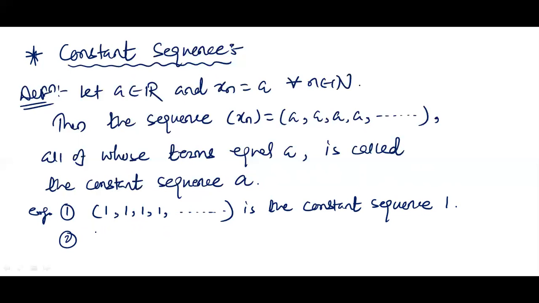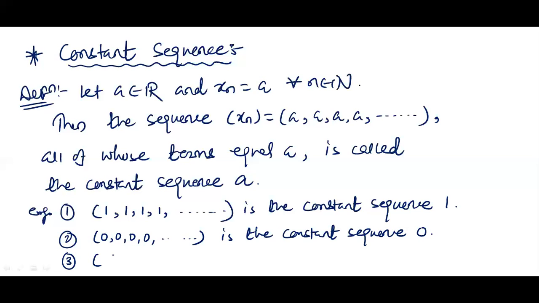Example 2. Consider we have a sequence whose all terms are 0. Means this is a constant sequence 0.